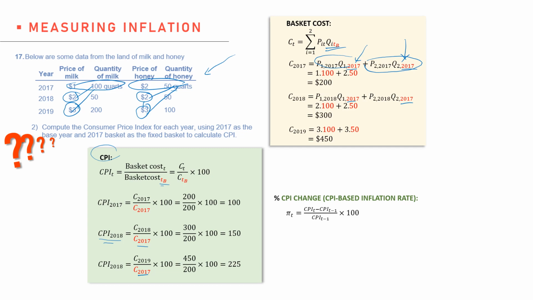So here we got the value of CPI in three years, and after that we calculate again the percentage change, and the resulting percentage change is what we call the CPI-based inflation rate. So we obtain here 50% in 2018 and 50% as well in 2019.